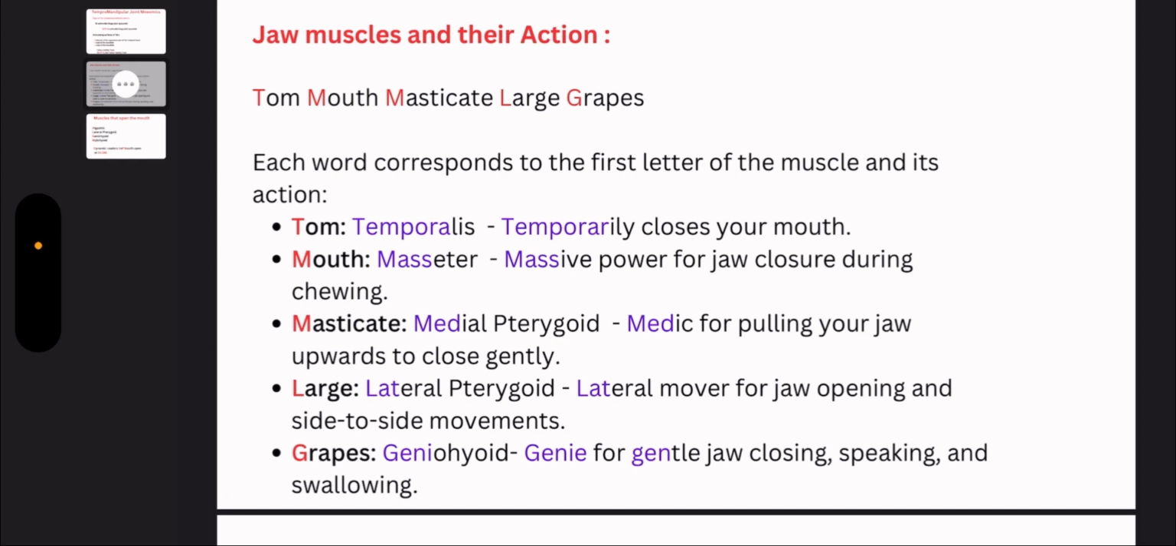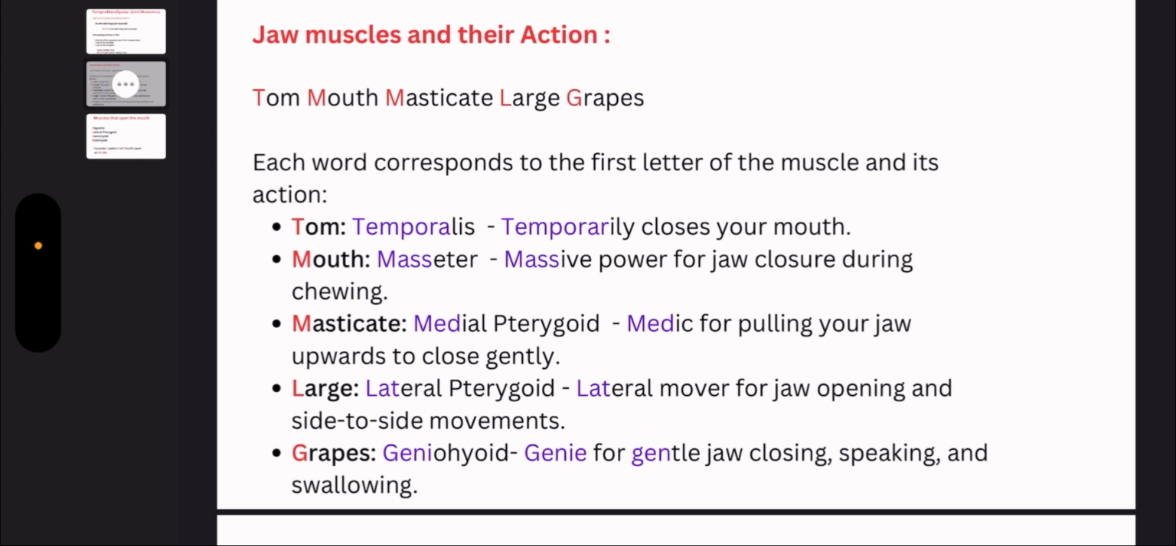What's the action of temporalis? The action of temporalis is to temporarily close your mouth. As you can see, there is a highlight of the word temporal, which equals temporally close your mouth. So you can remember it this way. If you want to remember the muscles, you remember Tom mouse masticate large grapes. And if you want to remember the action of each muscle, the action is inside the name of the muscle. Temporalis, temporally close your mouth.